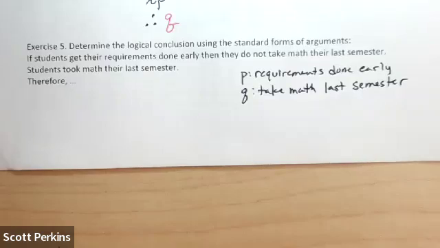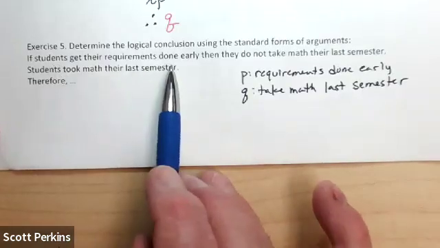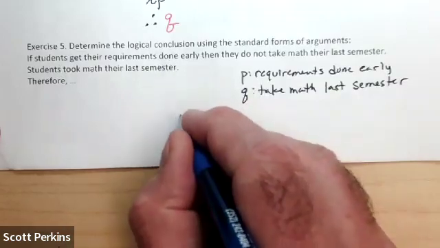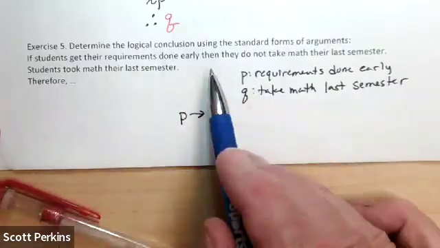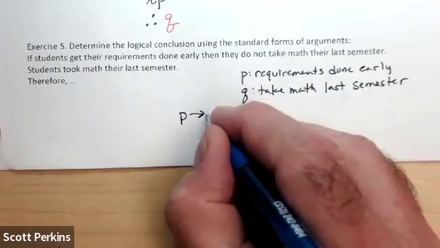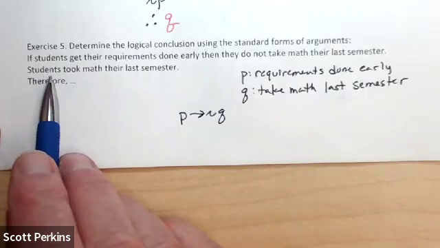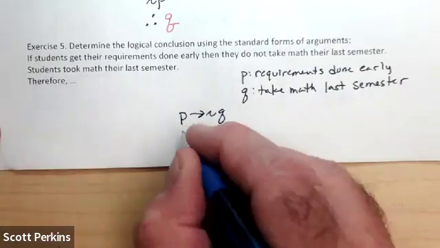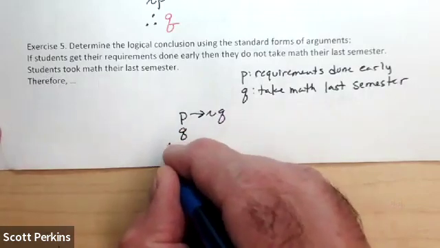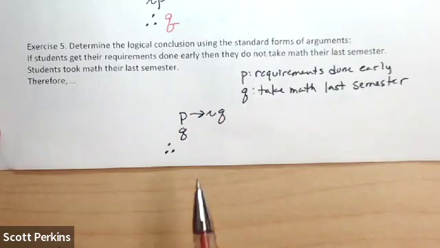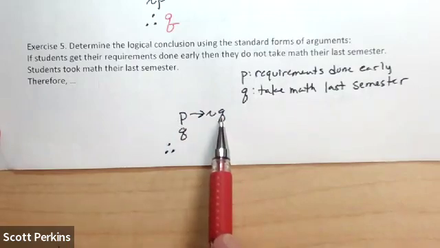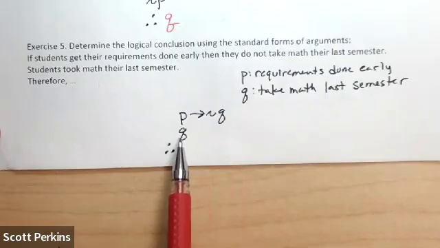And so now I'll write this argument in symbols. So here we go. If the students get their requirements done early, so that's P, then they do not take math their last semester, squiggly Q. Then the next one is students took math their last semester, so that's Q. So therefore, all right, so we've got P, then squiggly Q. We've got the negation of the guy. We got plain old Q right there.